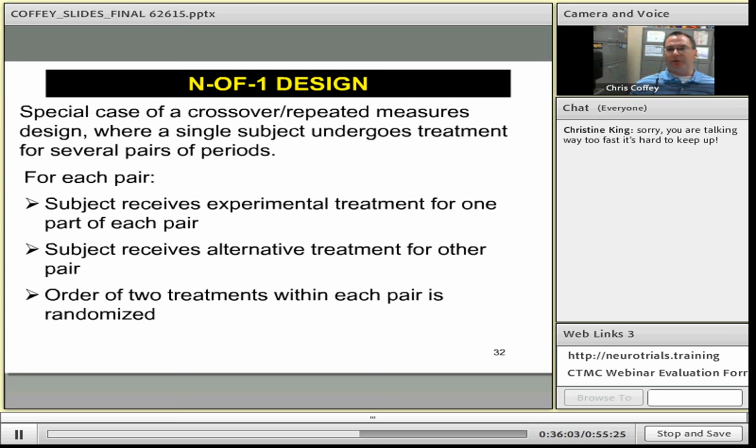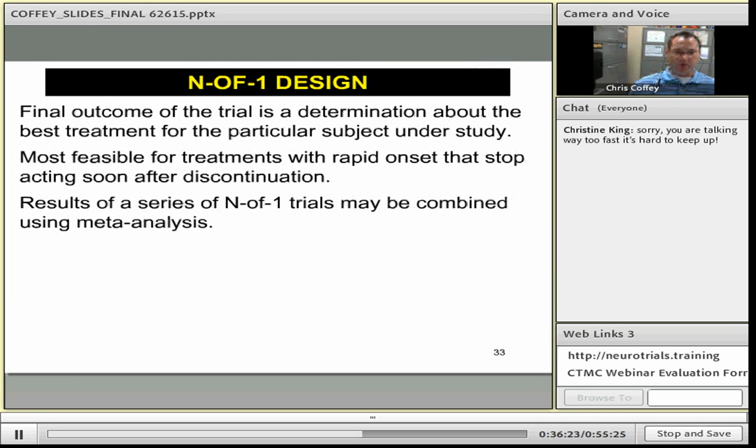Right, in that case, you wouldn't really worry about a carryover effect because each one is different. The intensity may vary over time, but if you're doing enough of them within a subject, they're going to be balanced over the different course of the subjects. And you're randomizing the order of treatment, so you wouldn't want to do it where they always get treatment, then placebo, then treatment, then placebo. You're going to want to randomize it within each pair or within blocks of four or so.